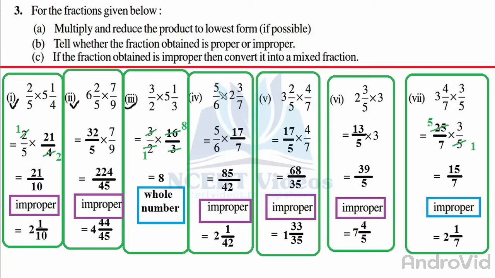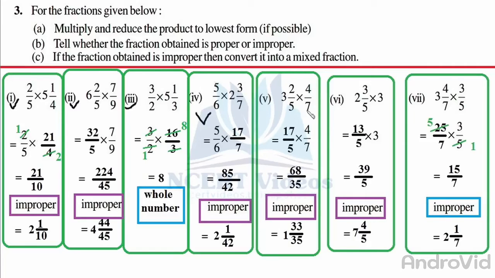Fourth, 5 over 6 into 7 twos are 14 plus 3, 17 over 7. Now multiplication, 7 5s are 35, 5 ones are 5 plus 3 is 8. So 85 over 42, 7 6s are 42, again improper. Now 42 twos are 84, 1 is remainder.